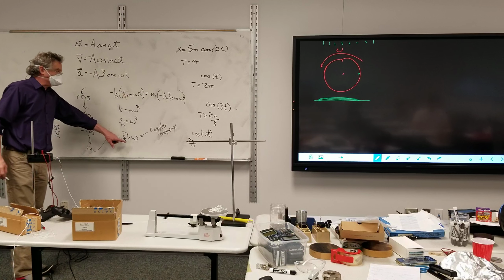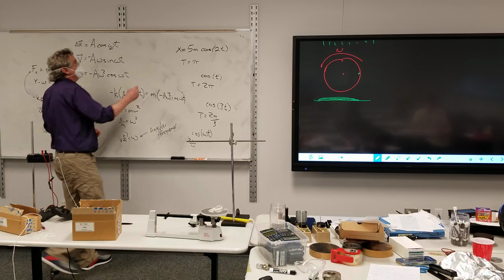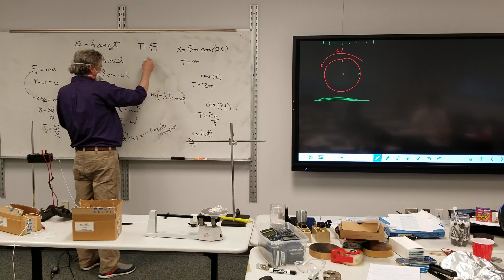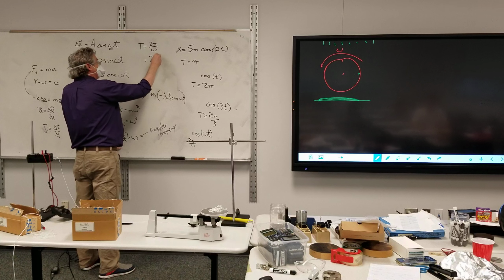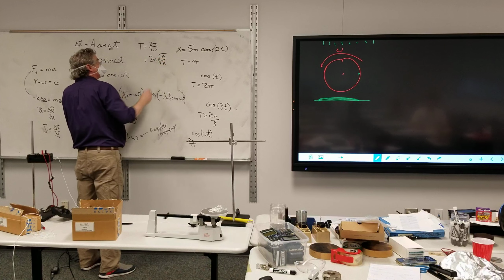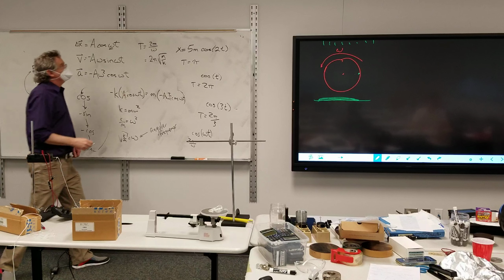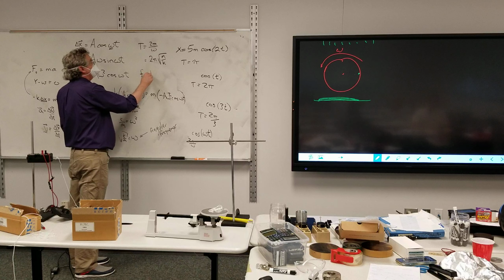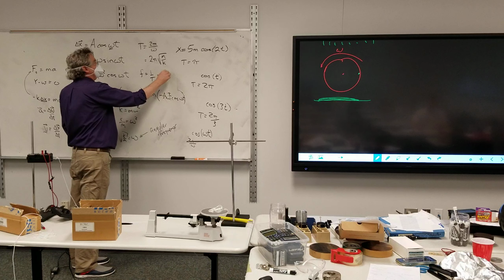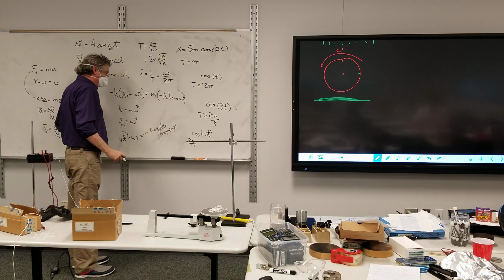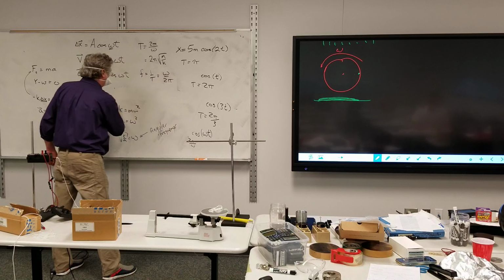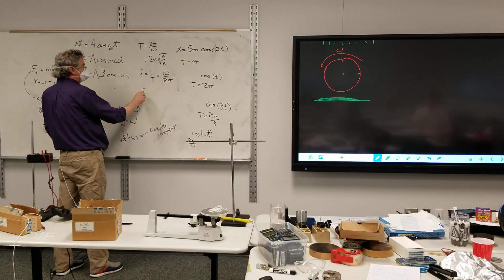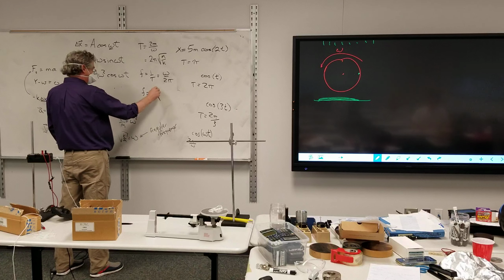So we have a relationship here between our angular frequency and our period. The period is just 2 pi divided by omega, which would be, using this, 2 pi times the square root of m over k. Frequency is 1 over the period, which would be omega divided by 2 pi. Therefore, frequency would be 1 over 2 pi times the square root of k over m.